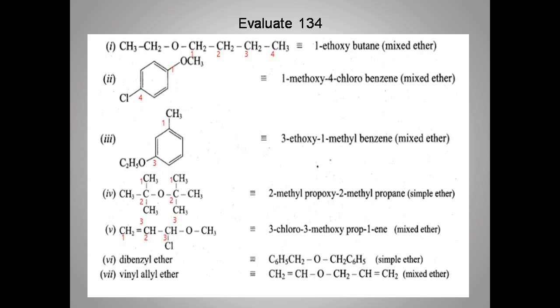Next one, vinyl allyl ether. Which one is vinyl? CH2 double bond CH is vinyl. Allyl is CH2 single bond CH double bond CH2, the allyl group. They are different alkyl groups, so it is a mixed ether.